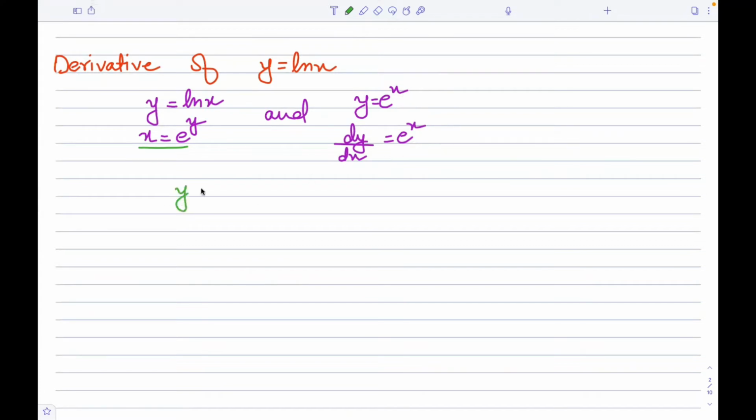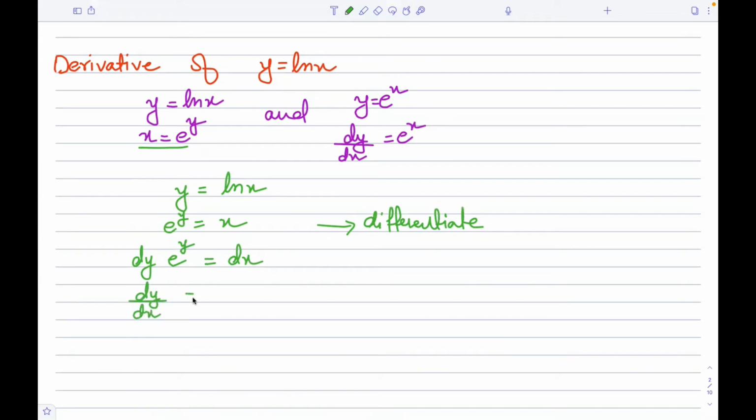Let's say the question was that we had to differentiate y equals ln x. This can be written as e to the power y equals x. Now let's differentiate both sides with respect to x. The derivative of e power y with respect to x is e power y times dy/dx, and the derivative of x with respect to x is 1. So rearranging this, we get dy over dx equals 1 over e to the power y.